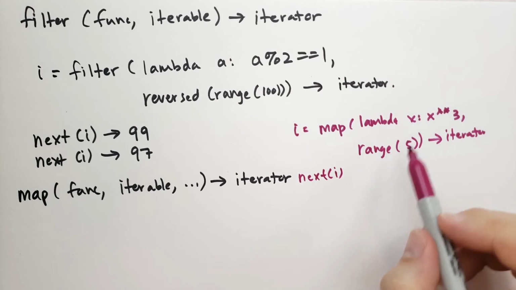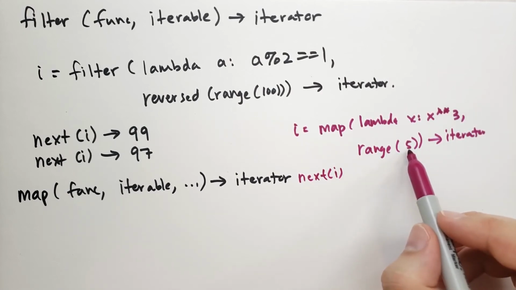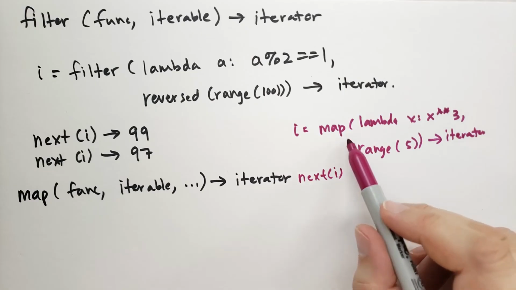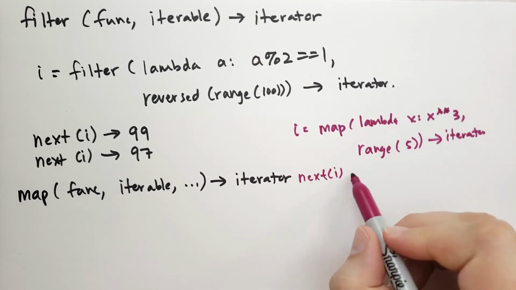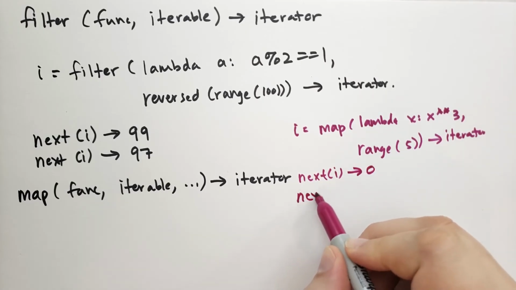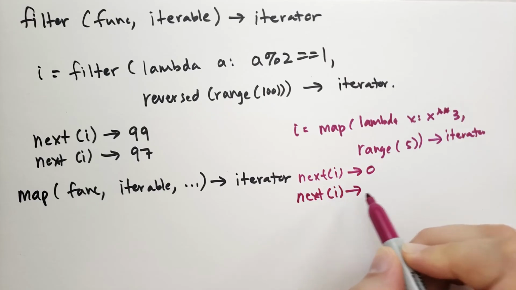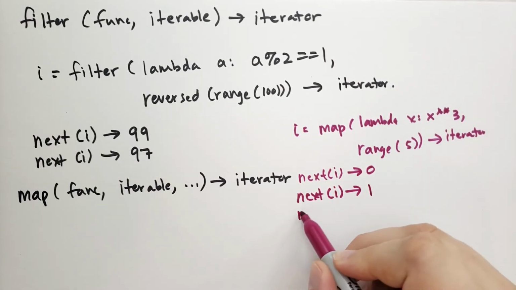And so it goes through each of these iterables. In this case, there's only one, so it takes range, gets the next value, which is 0, and then passes that into this function. So lambda of 0 is 0 to the third power. That should give us 0. The next, we call it again. Now we're going to get back 1. 1 raised to the third power is 1.